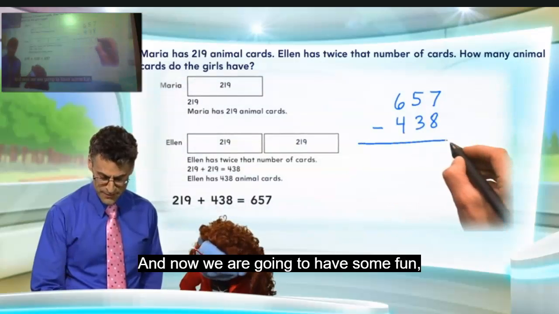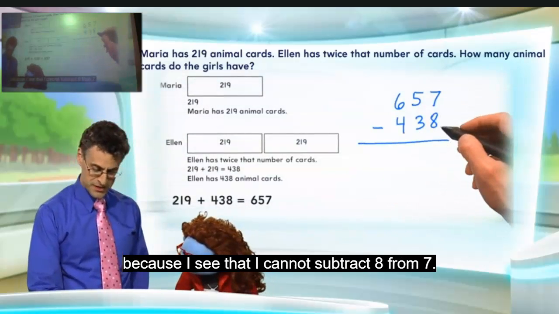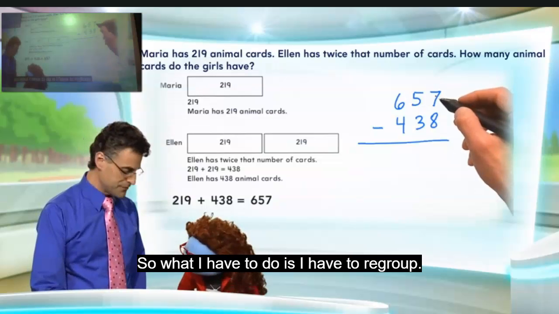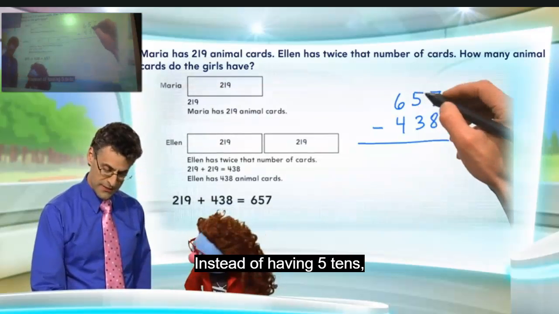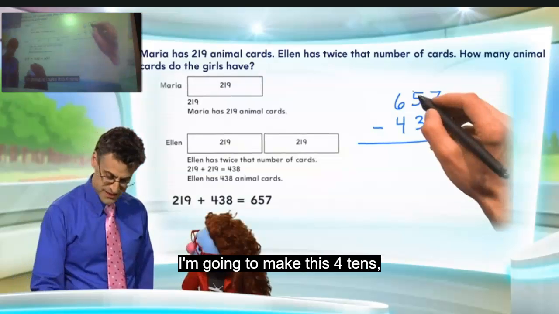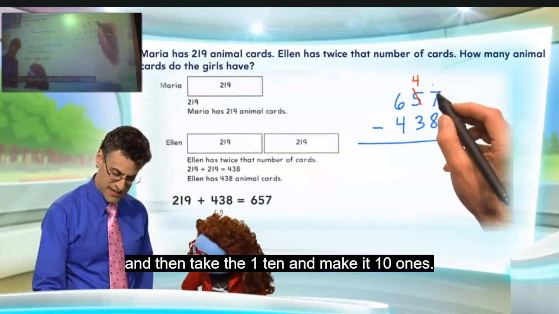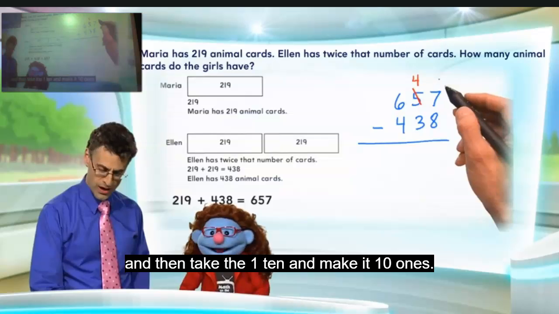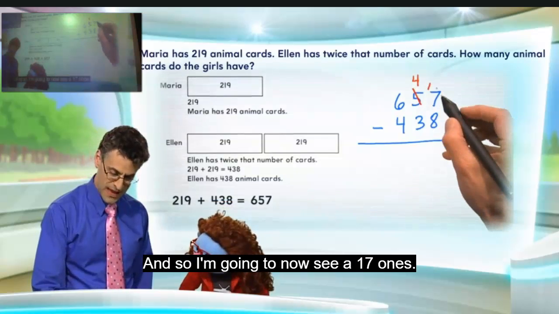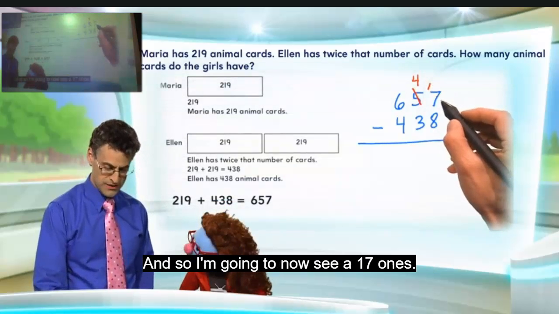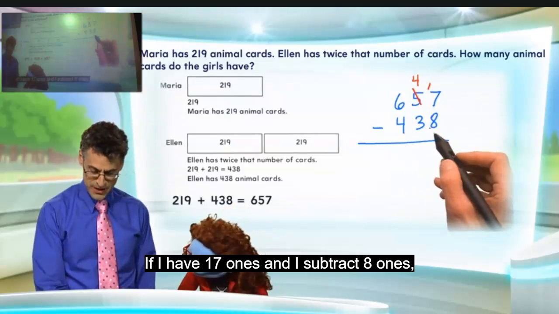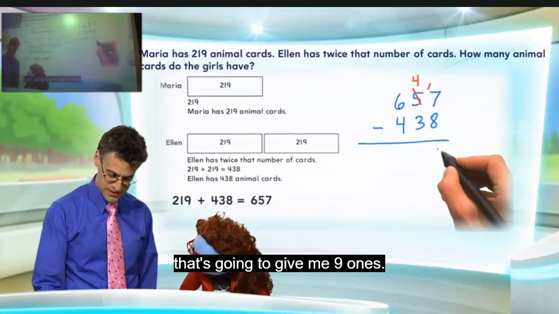And now we're going to have some fun. Because I see that I cannot subtract 8 from 7. So what I have to do is regroup. And instead of having 5 10s, I'm going to make this 4 10s, and then take the 1 10 and make it 10 1s. And so I'm going to now see 17 1s. If I have 17 1s and I subtract 8 1s, that's going to give me 9 1s.